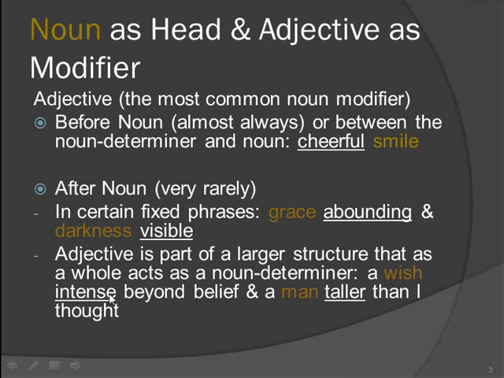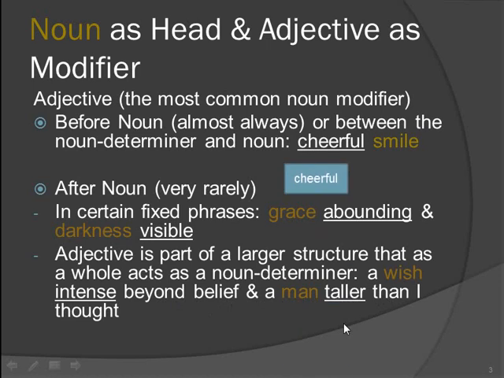Seharusnya kan intense wish, tapi di sini bisa wish intense, tapi intense harus diikuti dengan struktur setelahnya. Jadi di sini intense beyond belief. Atau a man taller, man taller, tapi tidak bisa hanya man taller saja, tapi harus diikuti dengan struktur setelahnya, yaitu taller than I thought. Okay, I'm going to show the analysis using Chinese boxes.